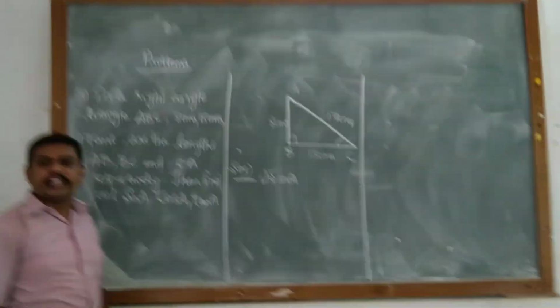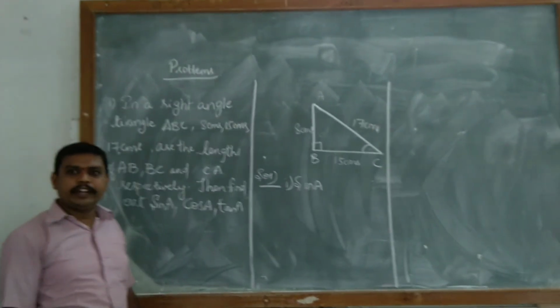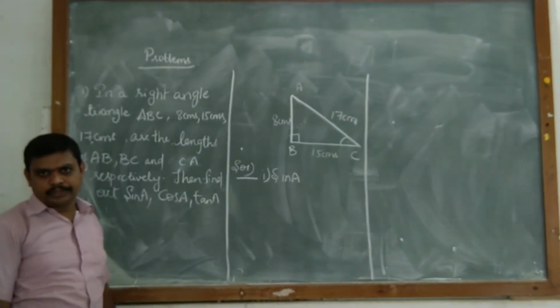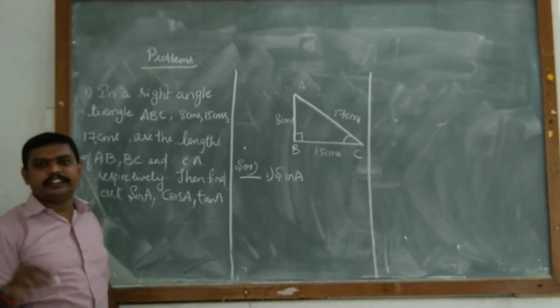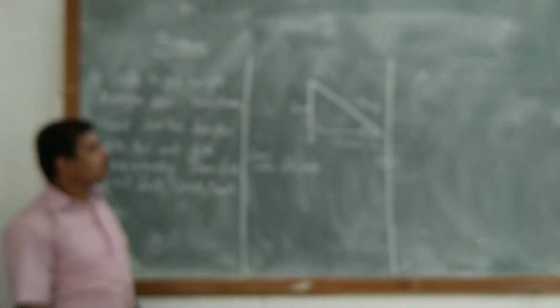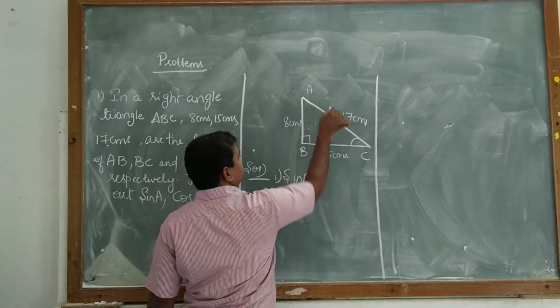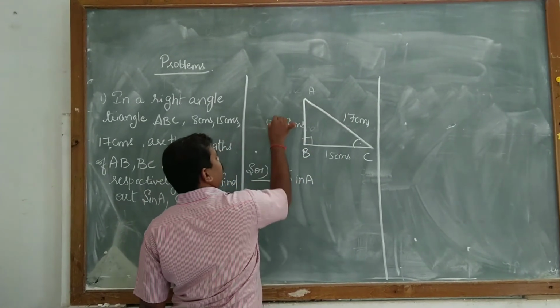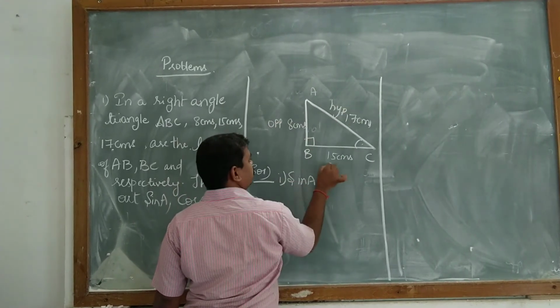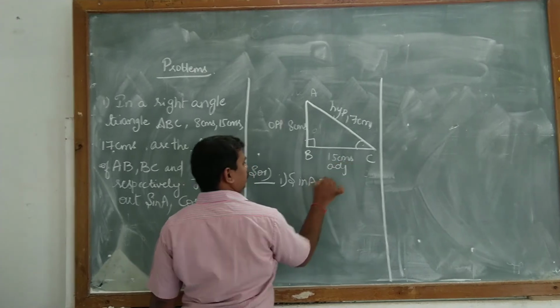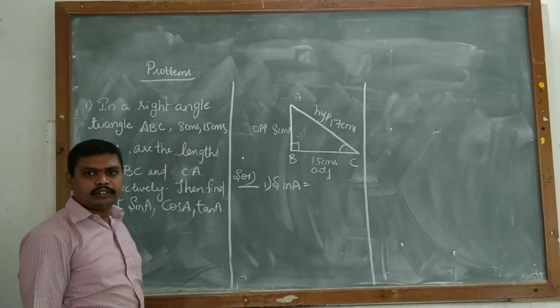Okay students, in the beginning itself I explained about the right angle triangle, yes or no? I have explained which is the opposite side, which is the adjacent side and which is the hypotenuse. You know that this is the hypotenuse, this is the opposite side. This is the hypotenuse and this is the base or adjacent side. What is the definition of sin A now?